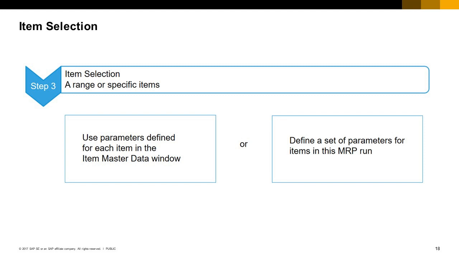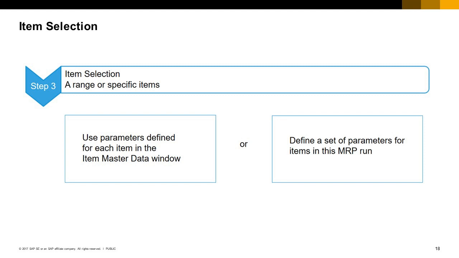Select the items you wish to include in the MRP run. You can either run MRP with the planning parameters you defined previously for each item in the Item Master Data window, or you can define a set of parameters when running the MRP Wizard and apply them to all the selected items in the MRP run.